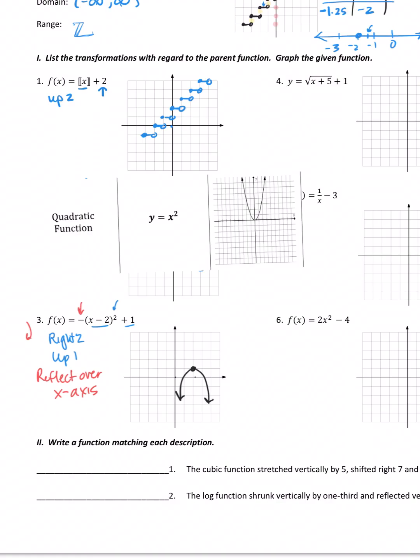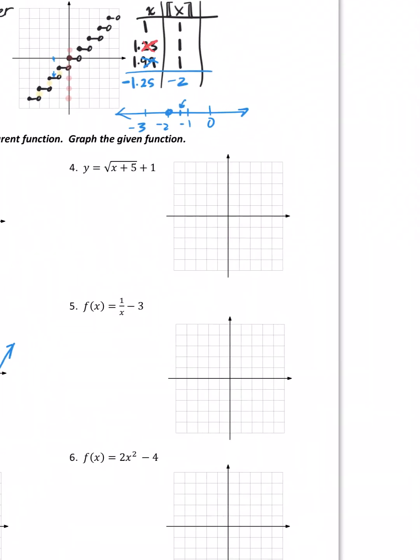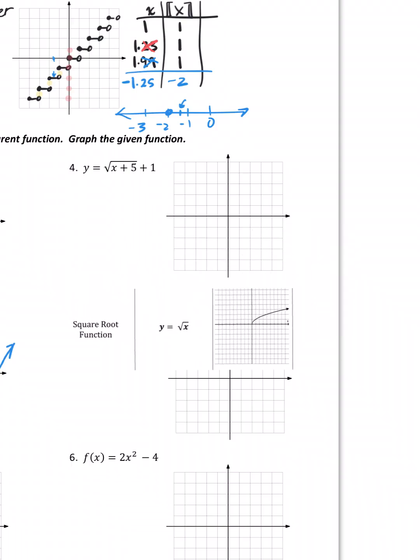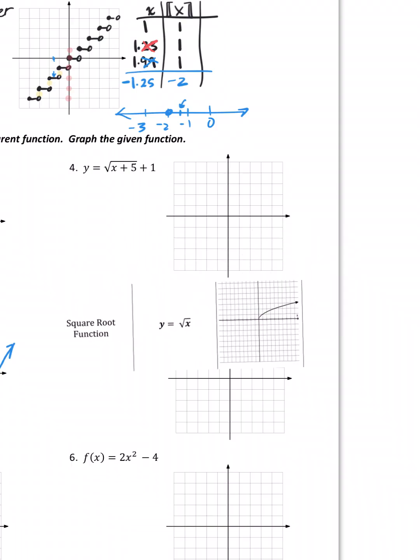All right, let's look at the next one. Okay, square root function. Square root function. Do you remember what the square root function looks like? It looks like the one that is jumping off a diving board. This guy. Okay, he's jumping off a diving board. Starts at 0, 0, jumps off the diving board to the right.